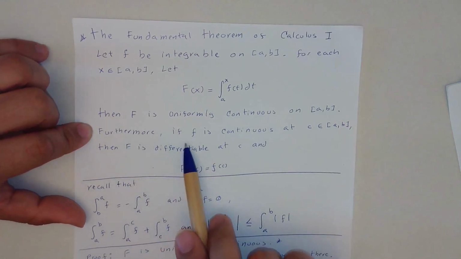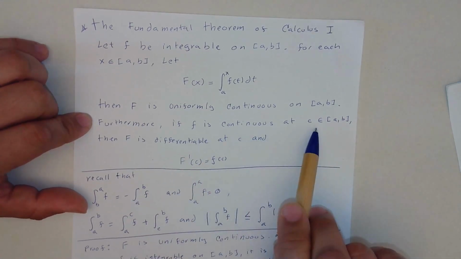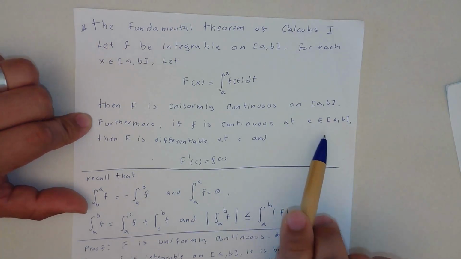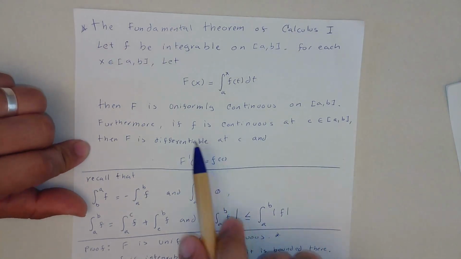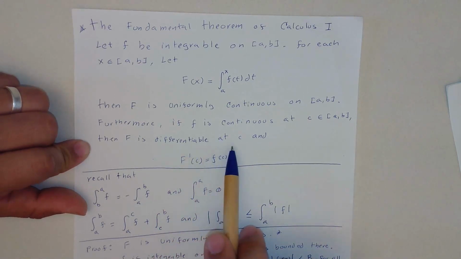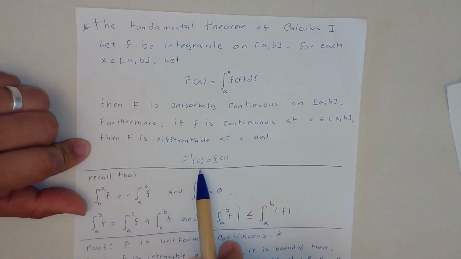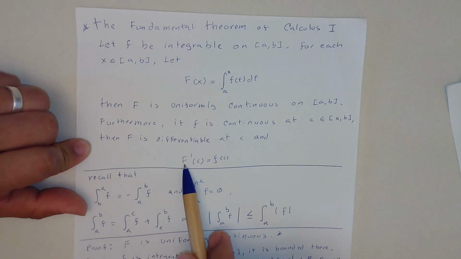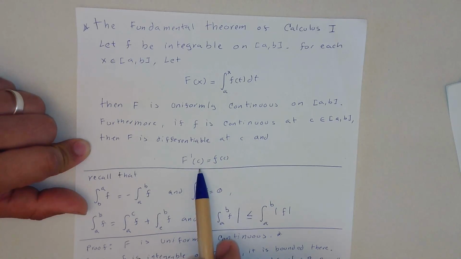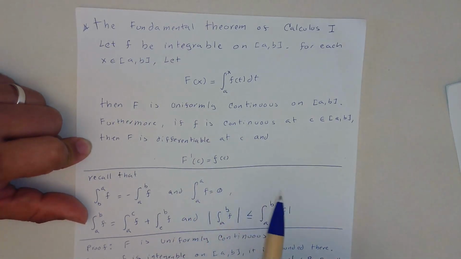Furthermore, if f is continuous at c, any c in the closed interval, then F is differentiable at c. And basically we can write that F prime at c will be equal to the evaluation of f at c, right?